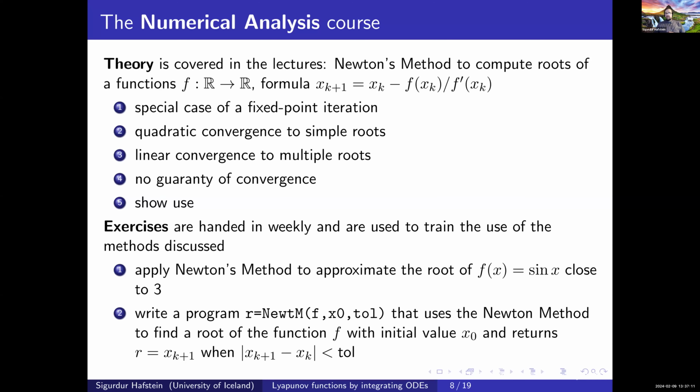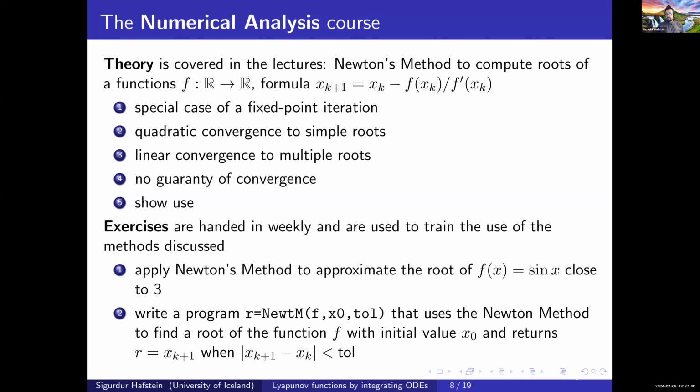And just to give you a simple example of the theory, which is then covered in the lectures, I take Newton's method to compute roots of functions as an example. So f is a function from R to R. We also do it later in the multidimensional case. In the lectures, we explain the formula and where it fits in the theory. It's a special case of fixed point iteration, and we cover how fast it is: quadratic convergence to simple roots.